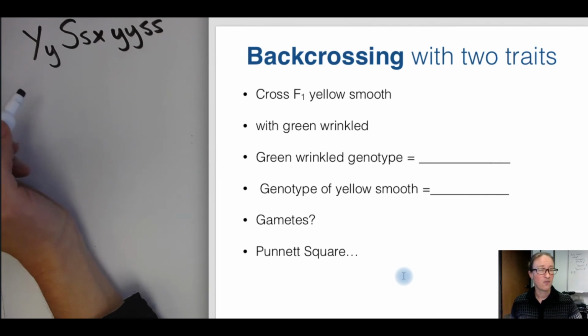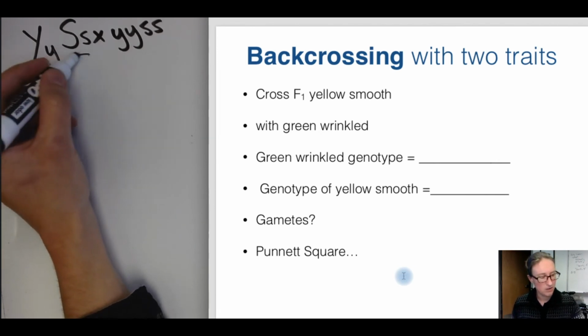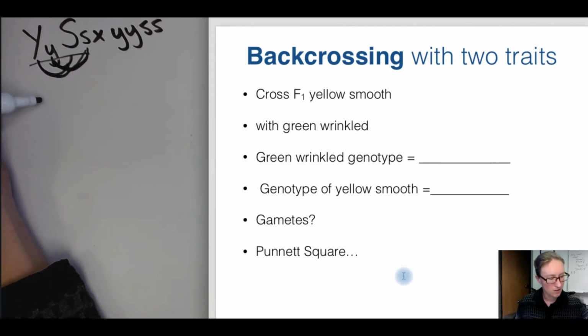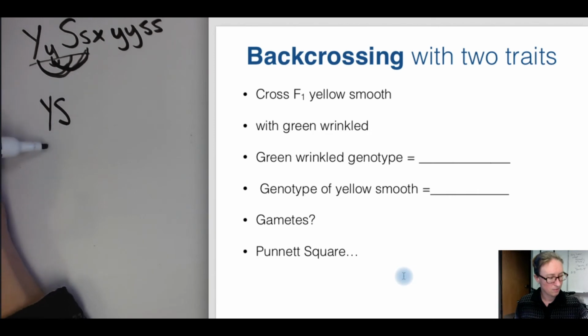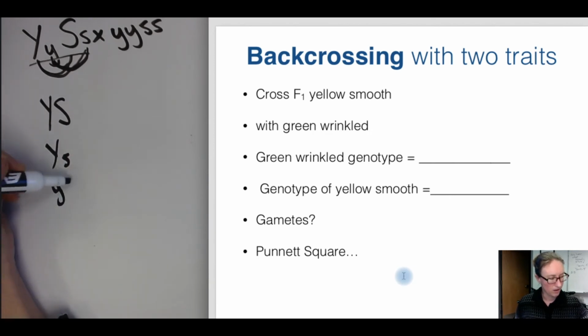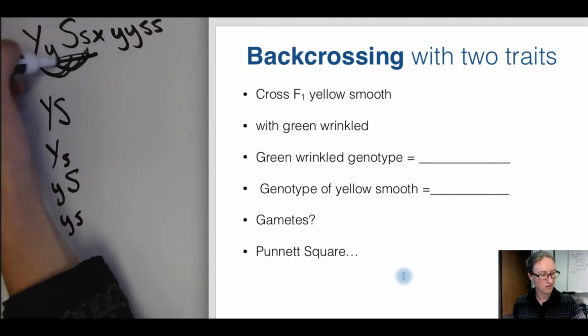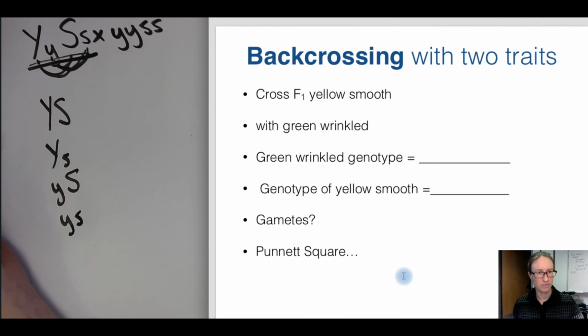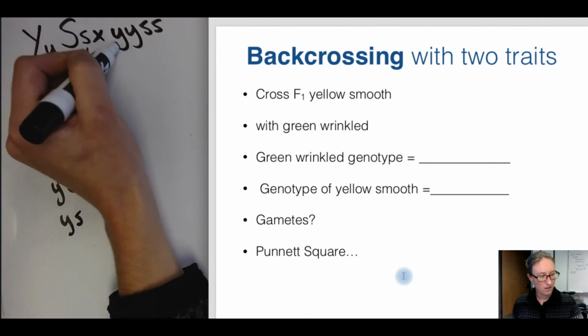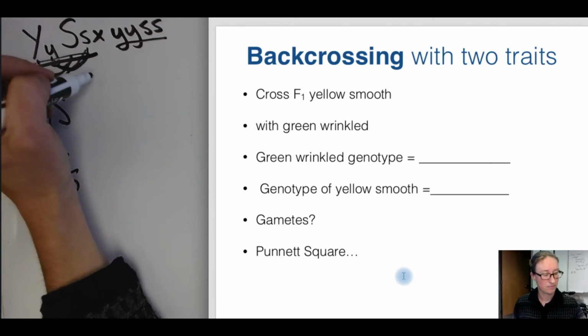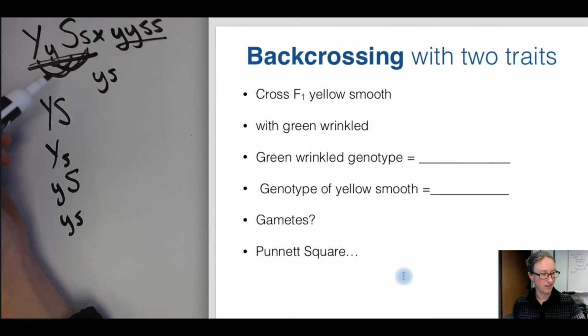Okay, so for this case, again, first thing you need to do is think about your gametes. And let's go back to writing this using the older convention. So we're going to think about all the possible combinations of Y and S. So big Y, big S, big Y, little s, little y, big S, little y, little s, right, for this yellow smooth individual. How about this individual? How many types of gametes? I hope you would say little y, little s.